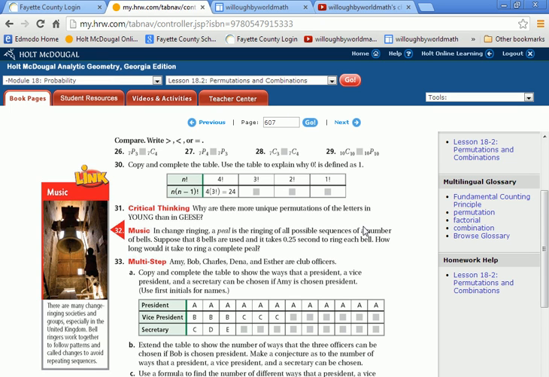Okay, in this one, it said, why are there more unique permutations? What did you guys guess about geese? Did you get it right? Because the E is repeated. So what would we have to do to actually find the number of unique permutations? Just like with combinations where we have to divide out that duplication, in this case, we would have to divide out the duplication. So, let me give you an example.